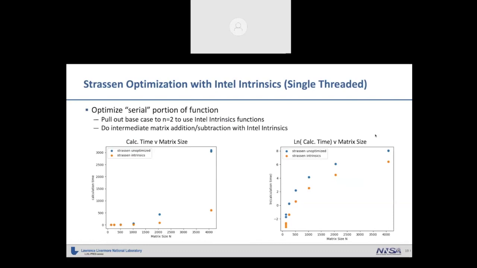In order to do this, we optimized the more serial portion of the function, which includes the making of the temporary matrices and the base case. So we pulled the base case out to n equals 2 in order to use Intel intrinsic functions there. Then we would make the intermediate matrix addition and subtraction with the Intel intrinsics. As you can see, much like the naive matrix multiply, the one with Intel intrinsics, which is again in orange, is dramatically faster than it was originally. Next slide, please.